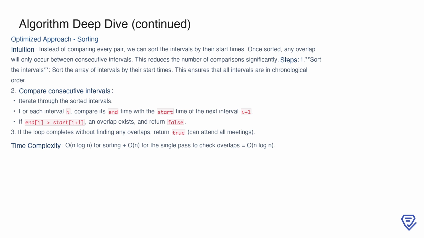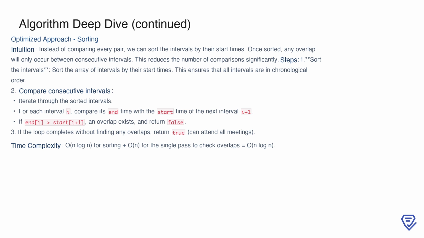To optimize the solution, we can use a sorting-based approach. The intuition here is that by sorting the intervals by their start times, we can limit our overlap checks to consecutive intervals, significantly reducing the number of comparisons. First, we sort the intervals array, ensuring that all intervals are arranged in chronological order.